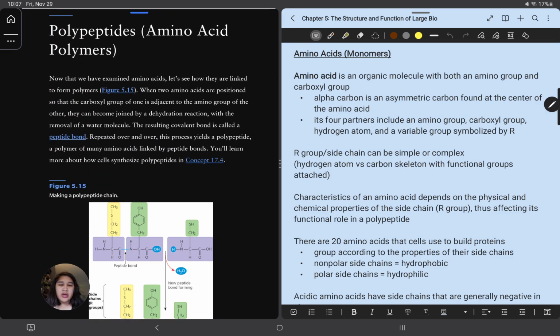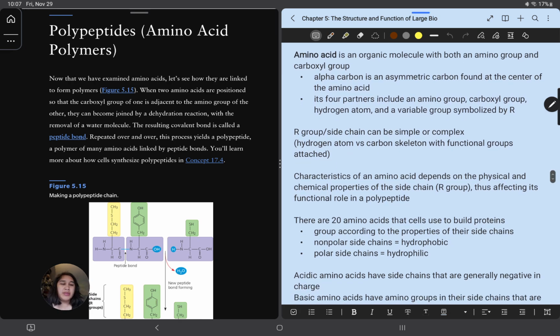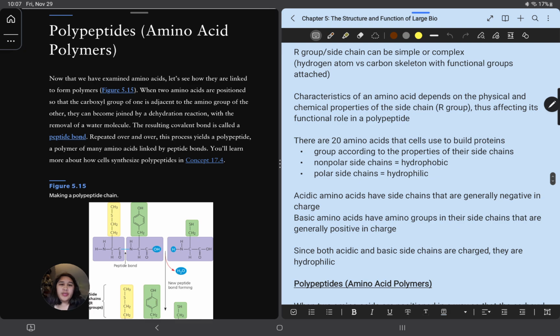Okay, so here for my notes for amino acids, I wrote an amino acid is an organic molecule with both an amino group and a carboxyl group. Alpha carbon is an asymmetric carbon found at the center of the amino acid. Its four partners include an amino group, carboxyl group, hydrogen atom, and a variable group symbolized by R. R group or side chain can be simple or complex, such as one hydrogen atom as the R group or side chain, or a carbon skeleton with functional groups attached as the R group or side chain.